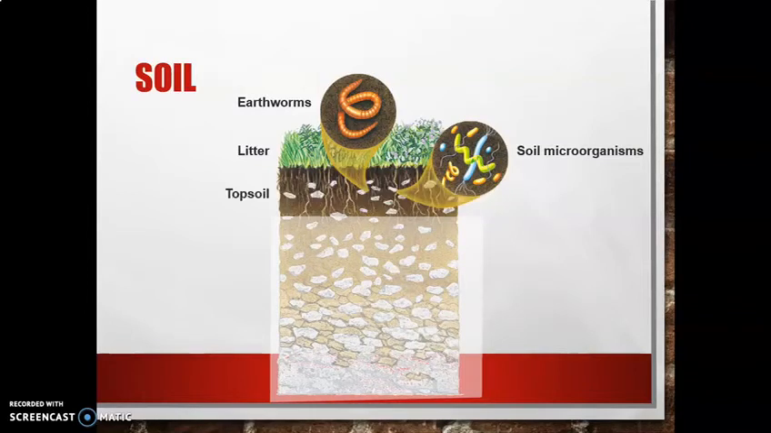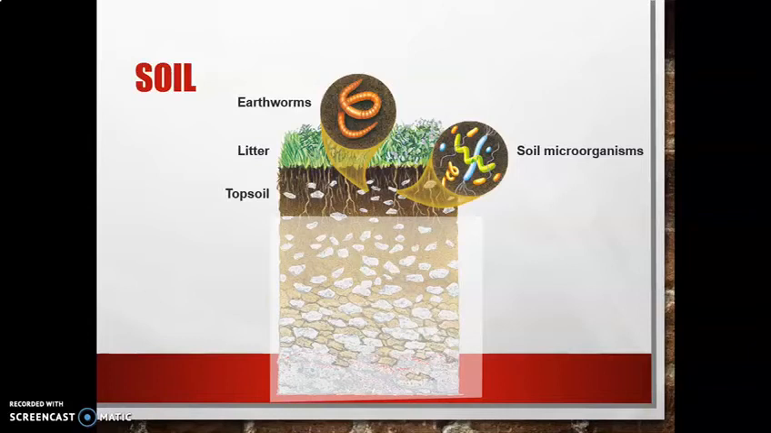Now, the first layer of the soil, on top of it, is called the topsoil. The topsoil is the darkest in color. If you see here, it is the darkest in color, and that's because it has the most humus. And remember, the more humus it has, the more rich in nutrients and the more fertile it is.